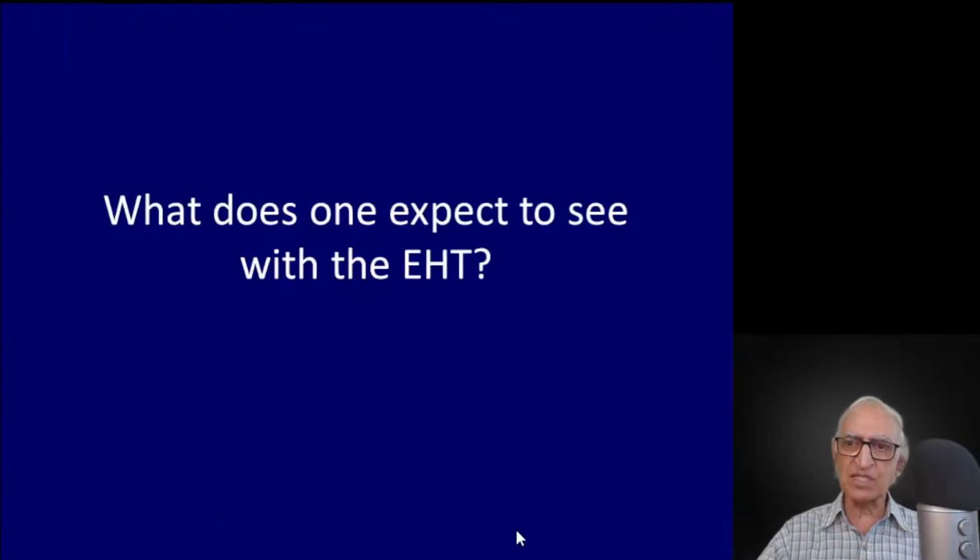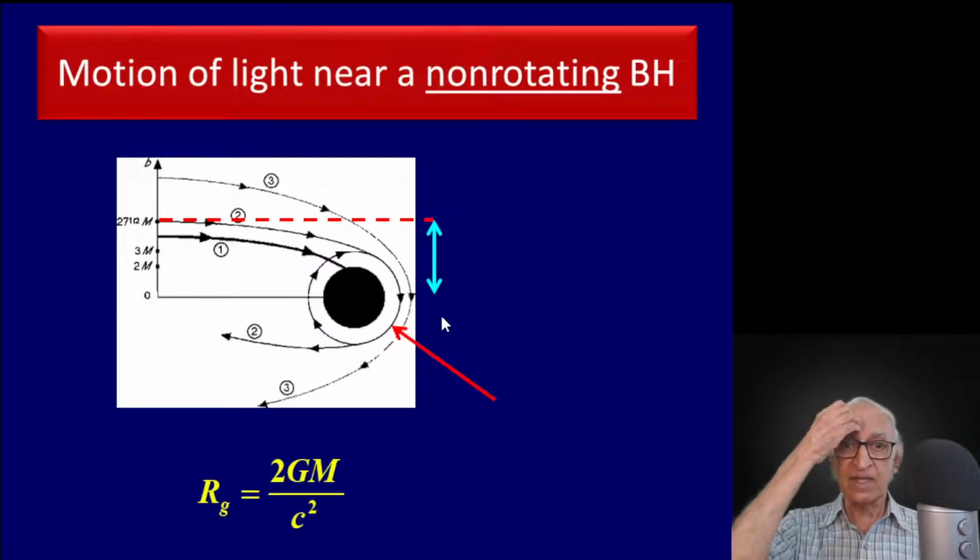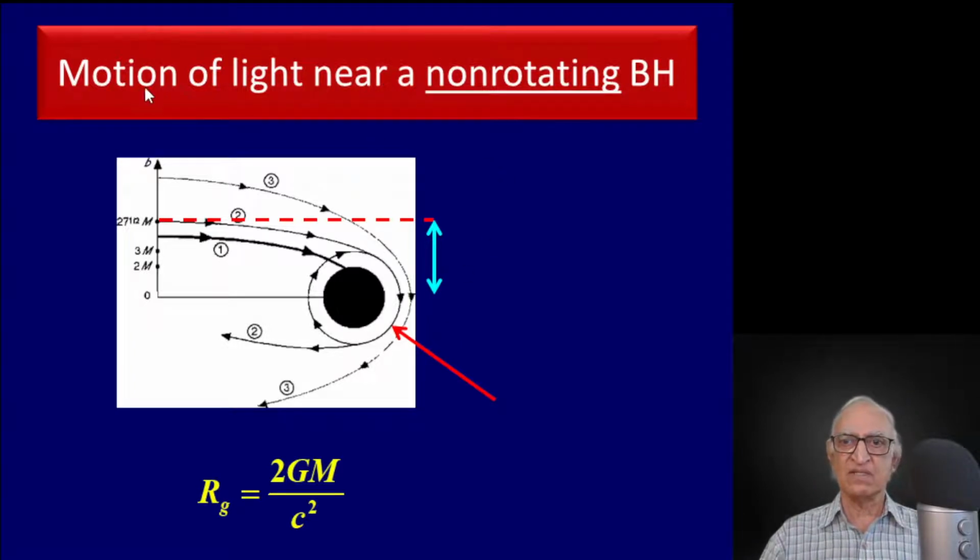Now, what does one expect to see with the Event Horizon Telescope? Let us first recall some of the things that we learned about black holes. Let us recall the motion of light near a Schwarzschild black hole, a non-rotating black hole. There is the black hole of a certain mass. The Schwarzschild radius is 2GM/c².